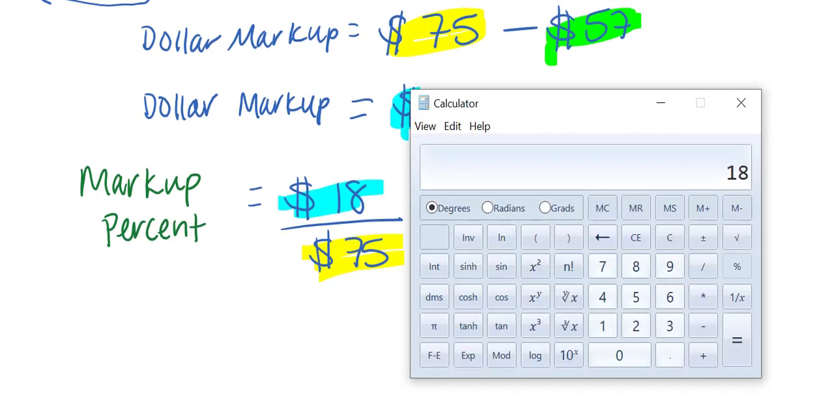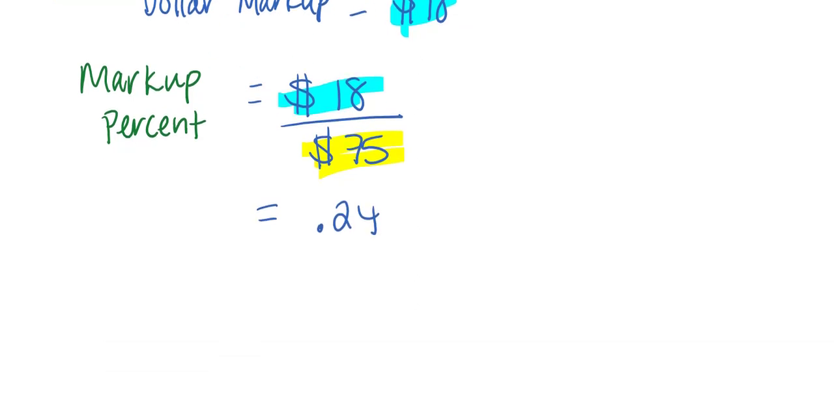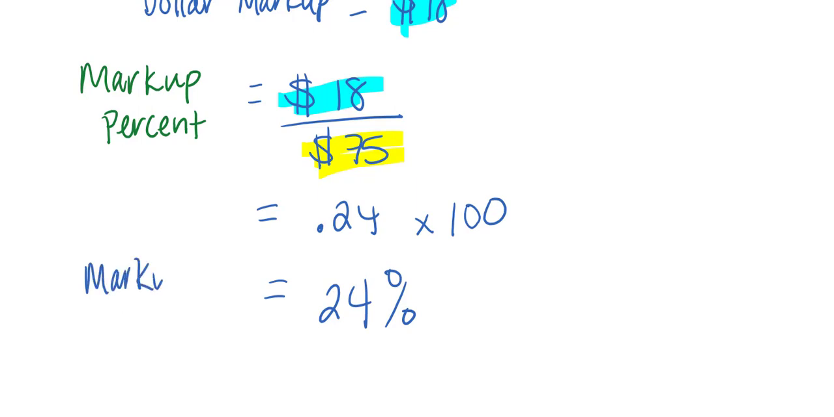So we'll get our calculators out and just divide this by 75. And what do we get? We get 0.24. And then this is in percent. So all we have to do when we get a decimal is move it over, or we can go ahead and multiply it by 100. So we would get 24%, and that would be our markup percent.